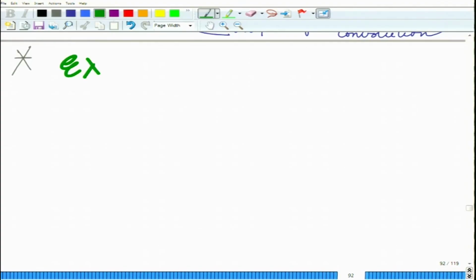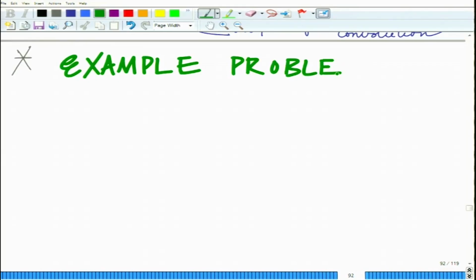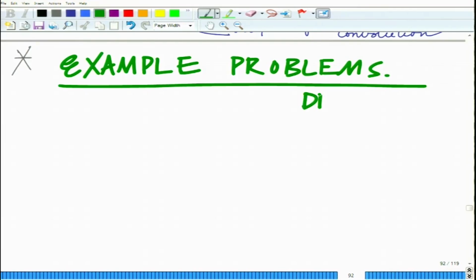So, we are looking at example problems in DFT, okay. And well, let us continue our discussion of the previous problem.